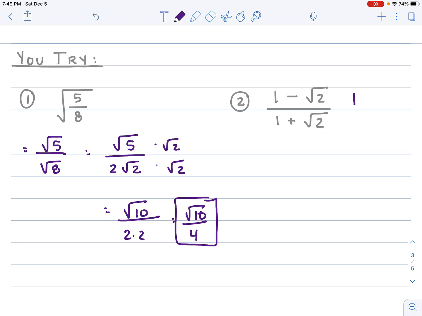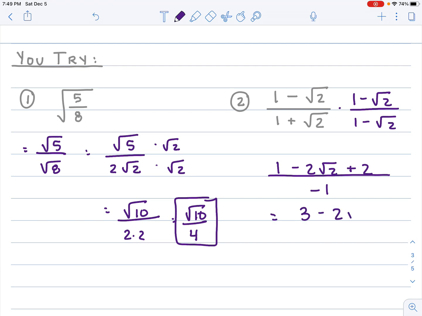I'm going to multiply by the conjugate here, which is 1 minus radical 2. On the top, that will simplify to 1 minus 2 radical 2 plus 2. On the bottom, that's going to simplify down to negative 1. So now I've got 3 minus 2 radical 2 divided by negative 1, which is actually just negative 3 plus 2 radical 2.